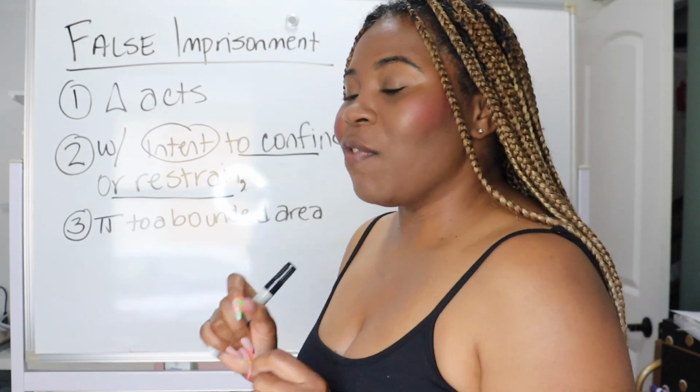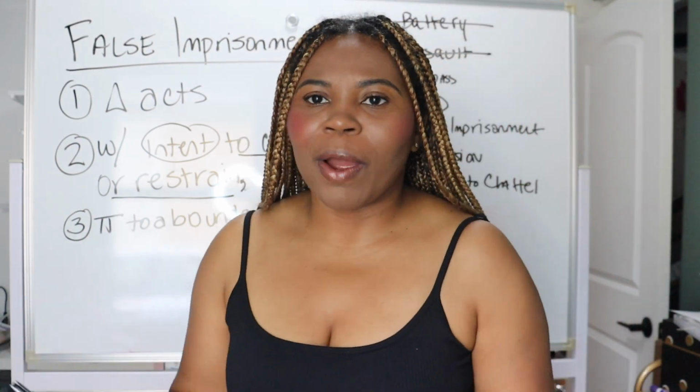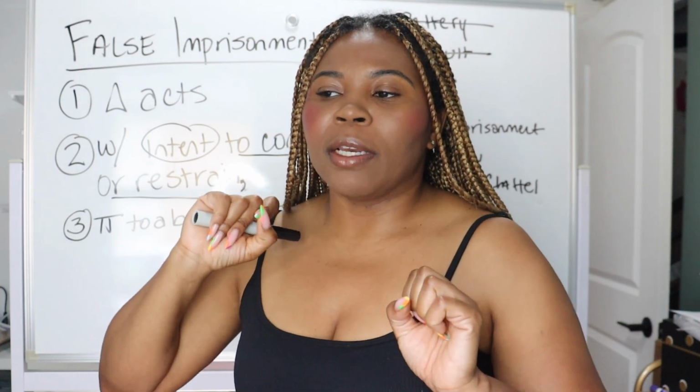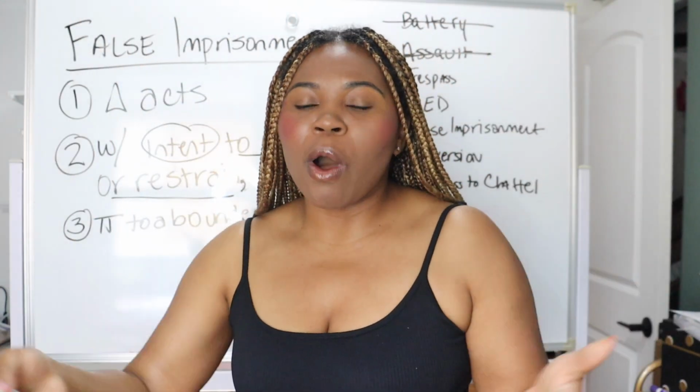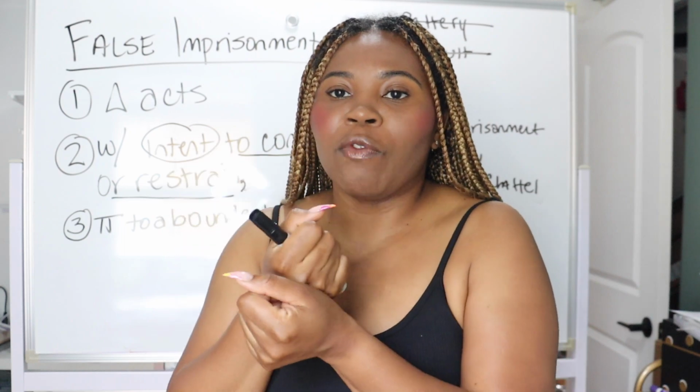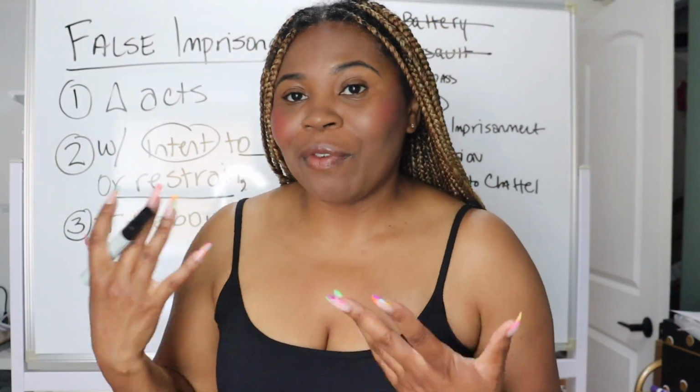The first one being a physical barrier, and that's the most obvious, right? If I lock you in a room and throw away the key, you're confined by the four walls of that room. If I handcuff you, if I hog tie you, then that's another example of a physical barrier.